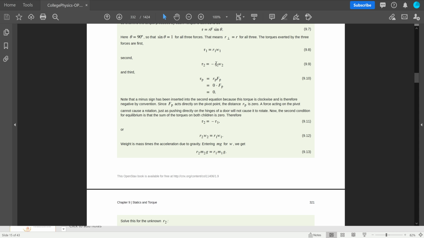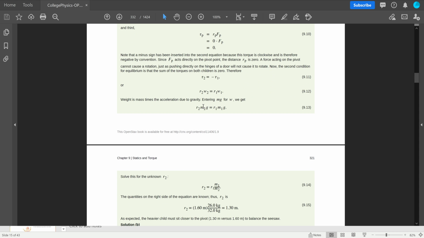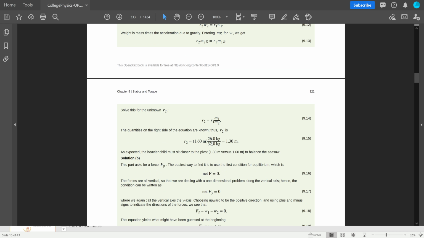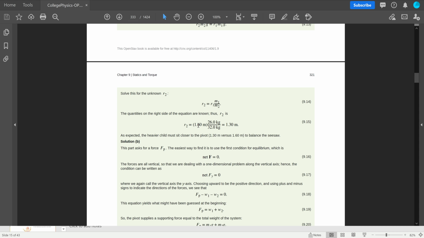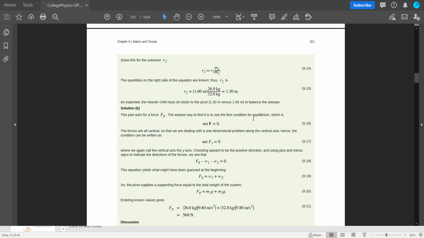Tau 2 was negative R2 W2, and tau 1 was R1 W1. But by inserting this negative here, we can get rid of the negative from here. They cancel each other out. Now substituting M2 G and M1 G for our W2 and W1, we can rearrange to find R2, the radius of the second child. Because we know R1 is 1.6 meters, mass 1 is 26 kilograms, and mass 2 is 32. Plugging that all into a calculator, we get 1.3 meters. That's how far the second child is sitting.